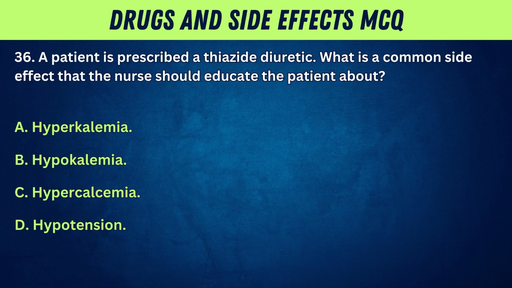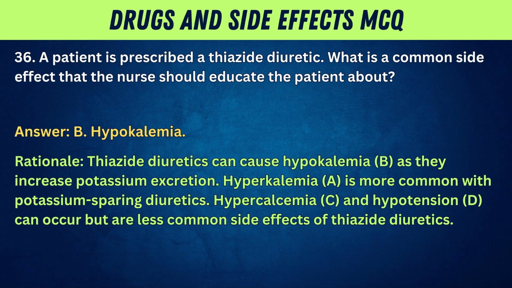36. A patient is prescribed a thiazide diuretic. What is a common side effect that the nurse should educate the patient about? A. Hyperkalemia. B. Hypokalemia. C. Hypercalcemia. D. Hypotension. Answer: B. Hypokalemia. Rationale: thiazide diuretics can cause hypokalemia, B, as they increase potassium excretion. Hyperkalemia, A, is more common with potassium-sparing diuretics. Hypercalcemia, C, and hypotension, D, can occur but are less common side effects of thiazide diuretics.